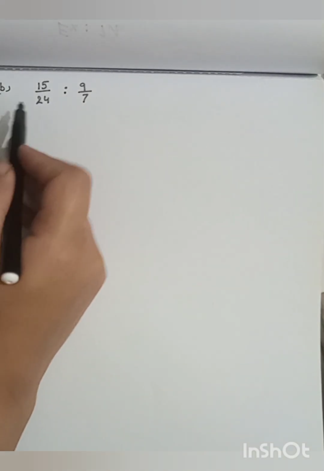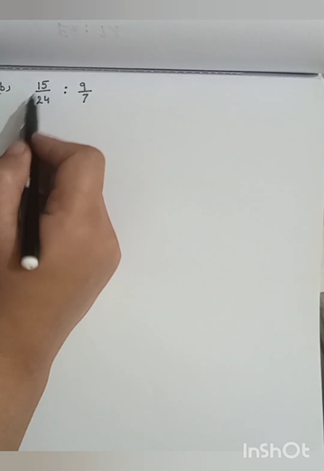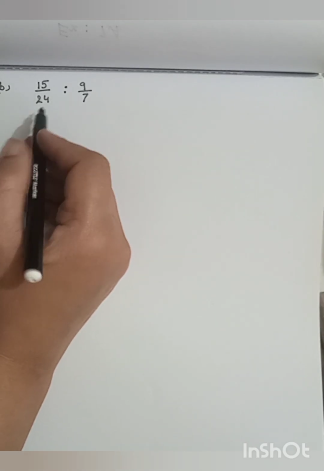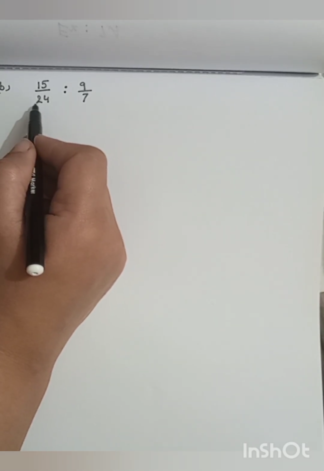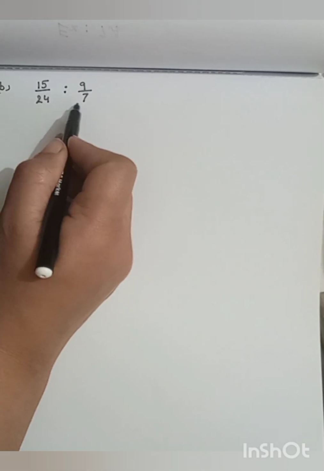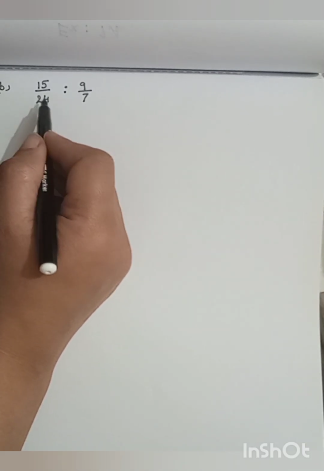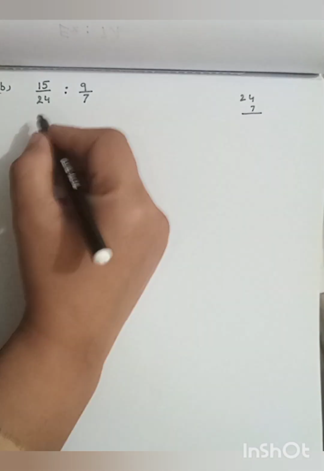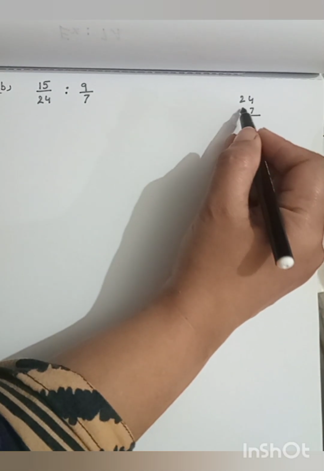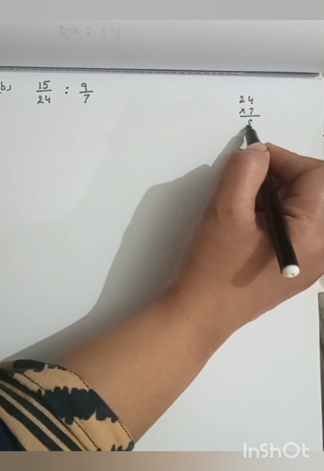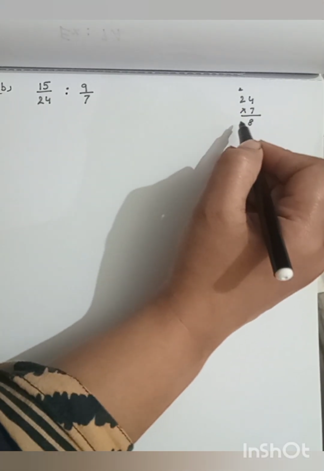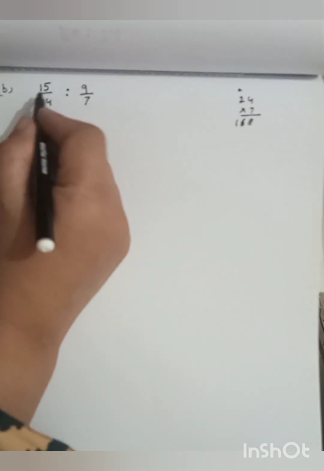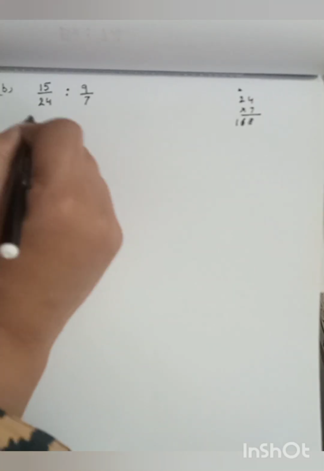Now in the B part, here we have 15 over 24 ratio 9 over 7. Now how can we solve it? The first step is to remove the denominators. Now how can we remove the denominators or the lower part of the fraction? We should multiply both numbers, and what will we get? 168. We will get 168 now by multiplying both numbers of the ratio by 168.